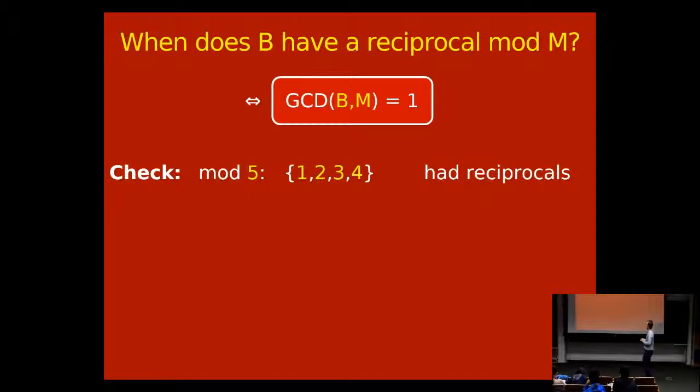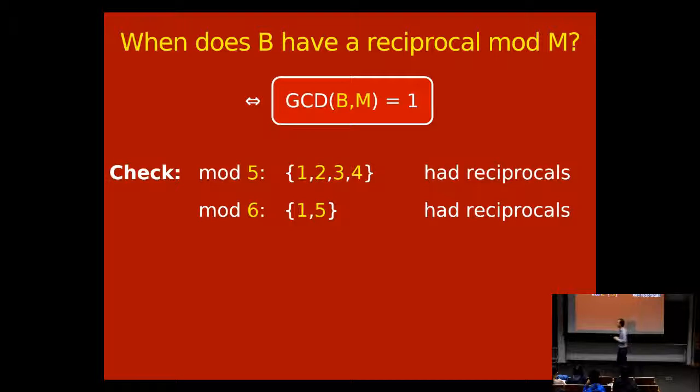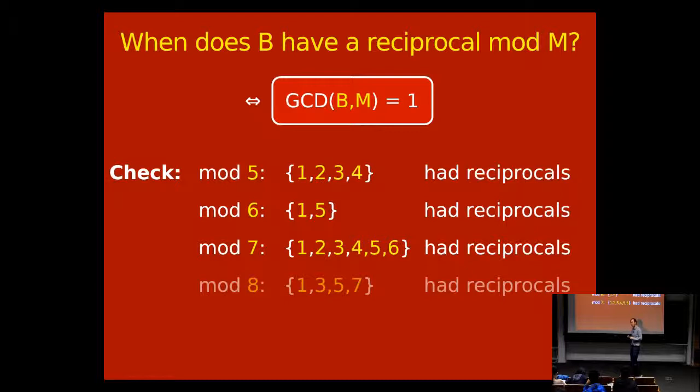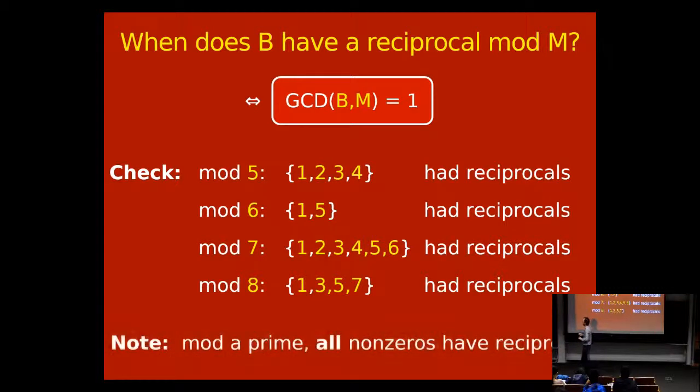And let's just check this. Mod 5, we saw that 1, 2, 3, and 4 had reciprocals. And indeed, GCD of 5 and all these numbers is 1. And GCD of 5 and 0 is not 1. Mod 6, only 1 and 5 had reciprocals. That's because 2, 3, and 4 have a non-trivial common factor with 6. Mod 7, all the numbers except for 0 have GCD 1. With 8, all the even numbers have even GCD, and otherwise the GCD is 1, etc.